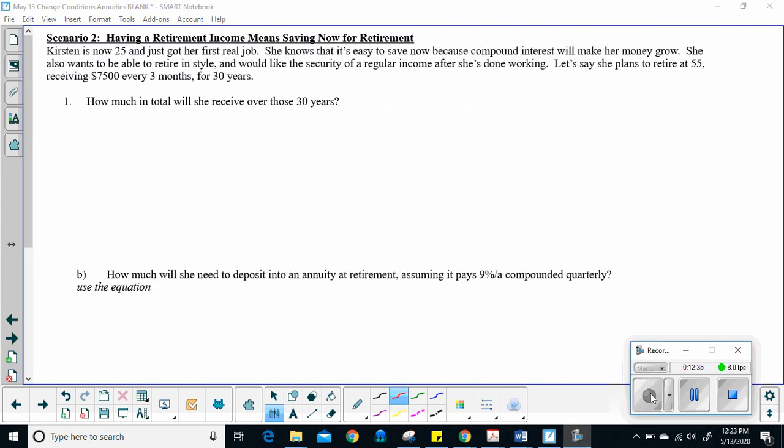Okay, so now let's get a little bit more realistic in our scenario. Kirsten's now 25 and she just got her first real job. She knows that it's easy to save now because compound interest will make her money grow. She also wants to be able to retire and would like security when she's retired. This is very important. If she's going to retire at the age of 55, she wants to receive $7,500 every 3 months, and we want to do that for 30 years. Okay, so how much in total will she receive over these 30 years?